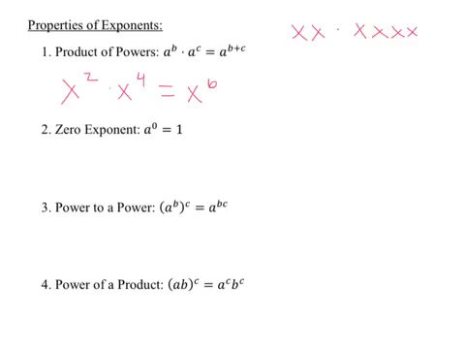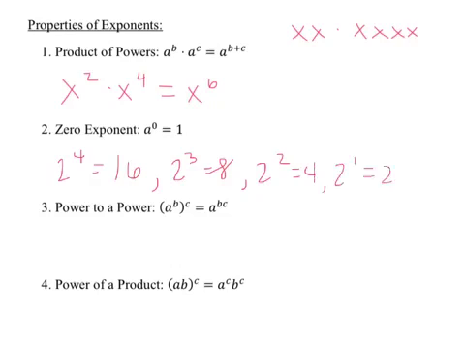The second rule is the zero exponent rule. What the zero exponent rule tells us is that anything to the 0 power is simply 1. Now, let's go ahead and prove this. If we had something like 2 to the 4th, that becomes 16. 2 to the 3rd is 8. 2 to the 2nd is 4. 2 to the 1st is 2. So what would 2 to the 0 be then? That's the question. And you can see the pattern.